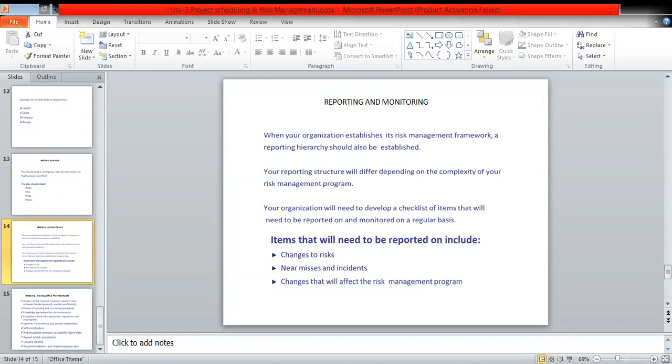Now, items that will need to be reported on. Yes. What kind of items, what kind of things, what kind of reports do you mention in your project report? Changes, near misses and incidents, some kind of incident, some kind of error, some kind of claims. Changes that will affect the risk management program. So all items, here we have discussed the changes in risk.